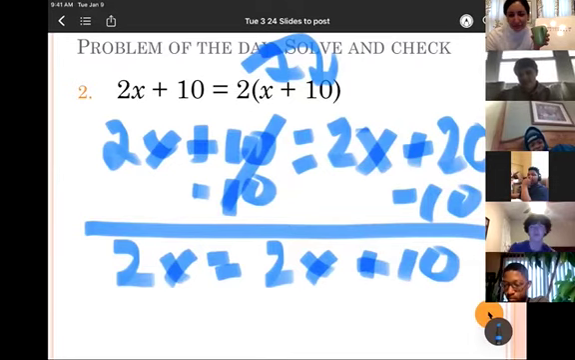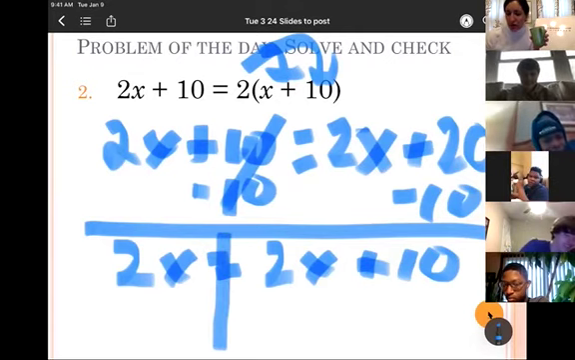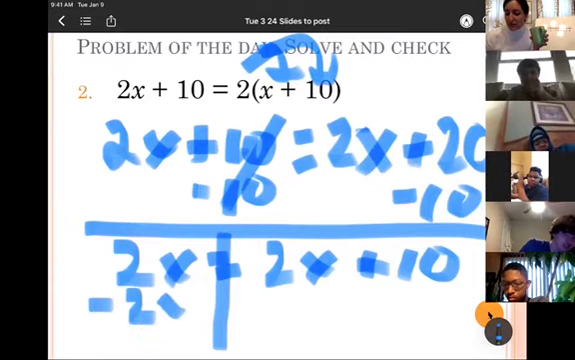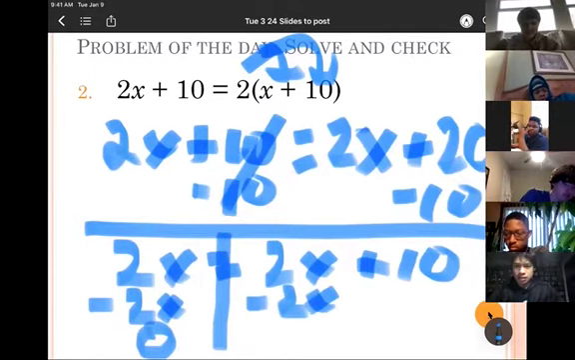Why don't you add like terms? No. Wouldn't you just subtract the two x's just to get x? Oh, yeah. No. If we subtract 2x from both sides, you get 0. We get 0 over here.